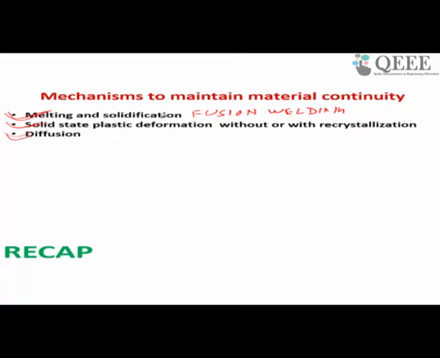In fusion welding process, this material continuity can be maintained by melting and solidification. However, in solid state joining process, still you have to maintain that continuity, right? So you are not melting. So how can you do? You can do a very high plastic deformation.